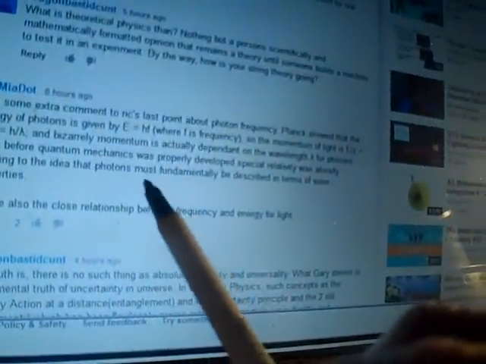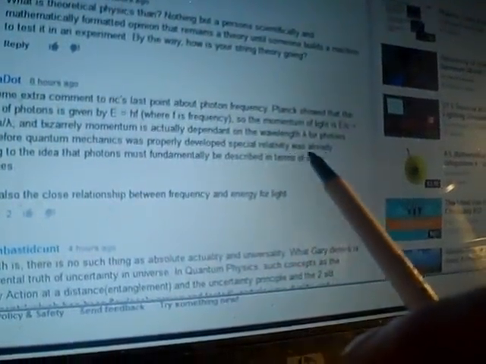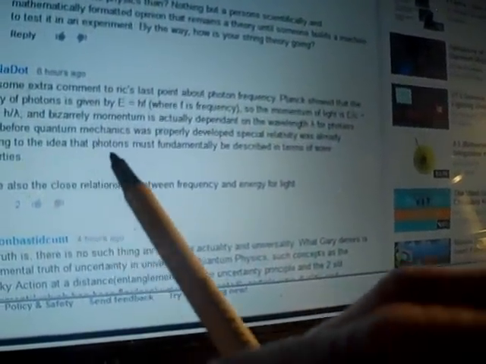Even before quantum mechanics was properly developed, special relativity was already pointing to the idea that photons must fundamentally be described in terms of wave properties. I don't know exactly how special relativity does any of that. So, yeah, I think you just made that up. Well, where in special relativity is there anything about a wave property?